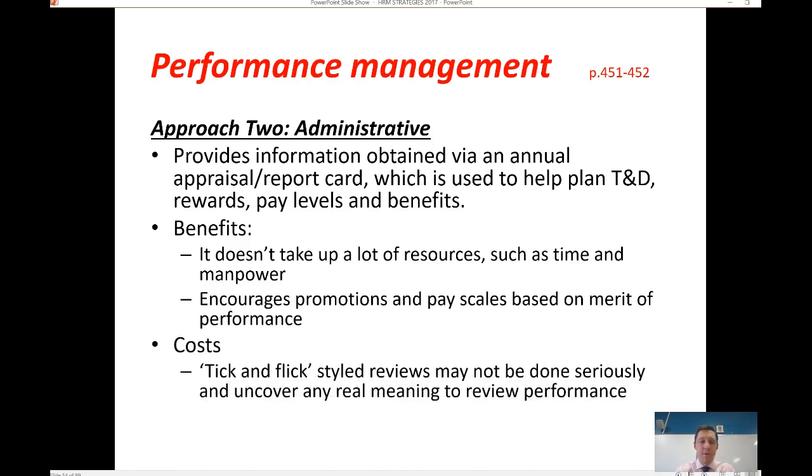Some of the costs: it's a tick and flick style approach. It can be viewed as less important given that is sort of the way it's carried out. And often little meaningful follow-up action is taken, and it's just, from one year to the next, we're basically just ticking a box to make sure that we're meeting the requirements that the organisation has set for us.